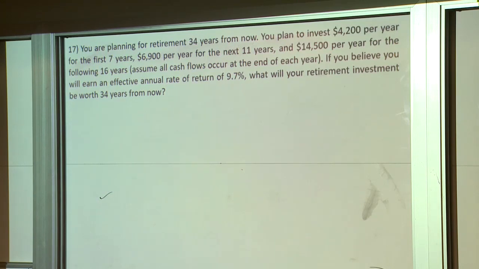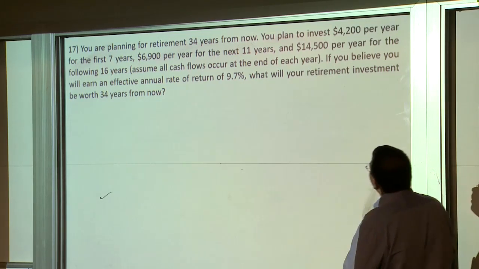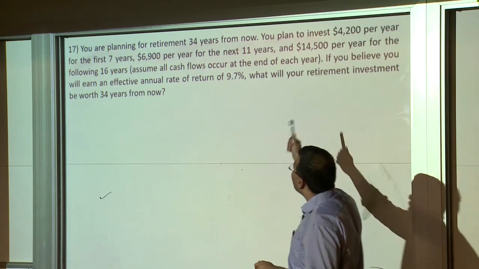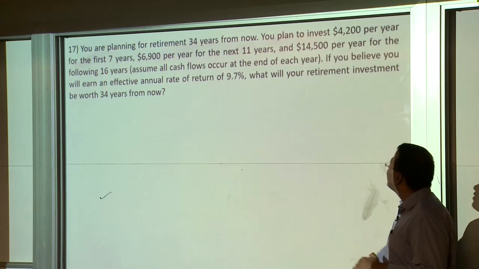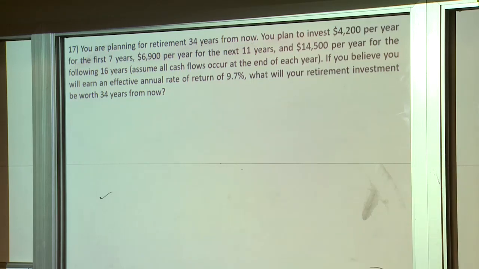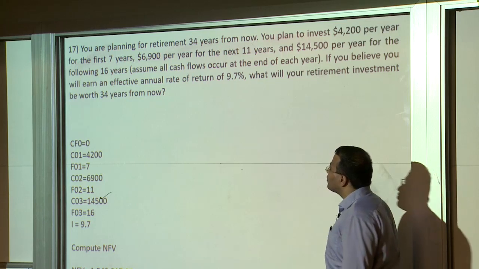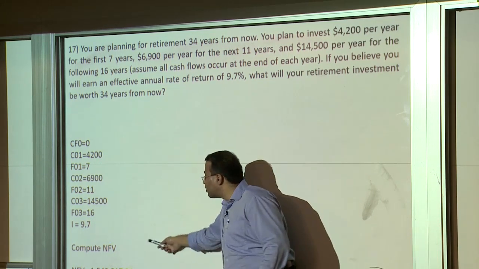Let's go. Just 2 more questions from me and then we can move on to chapter 6 and 7. So you're planning for retirement 34 years from now. You plan to invest 4,200 per year for the first 7 years, 6,900 per year for the next 11 years, and 40,500 per year for the following 16 years. Again, pretty straightforward. You have to find what's called the NFV in this question as well, because they're asking you for the value of the account 34 years from now. So CF0, C01, F01, and so on, and you compute the NFV.